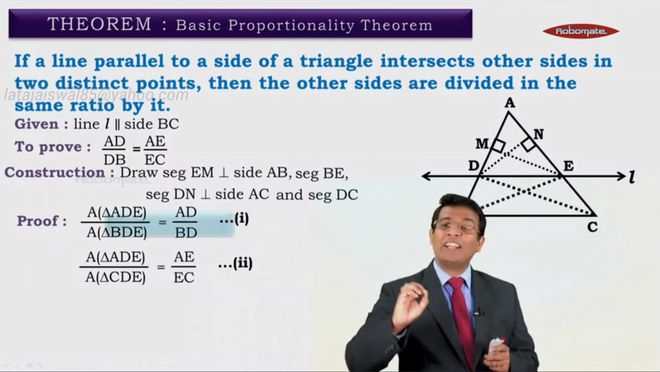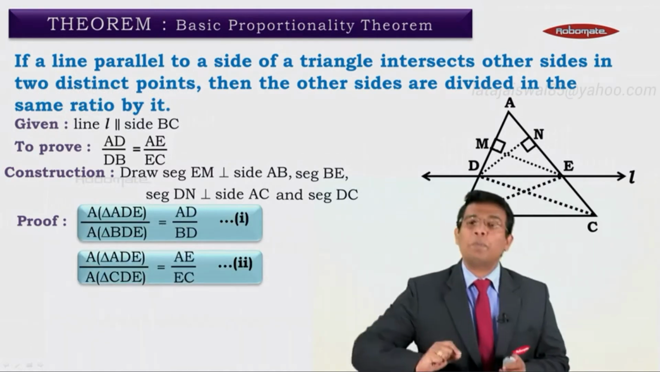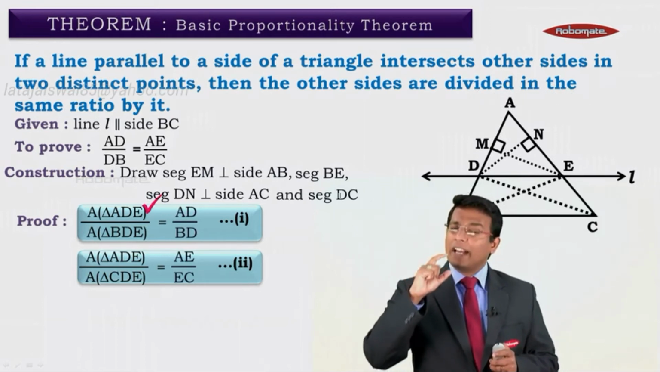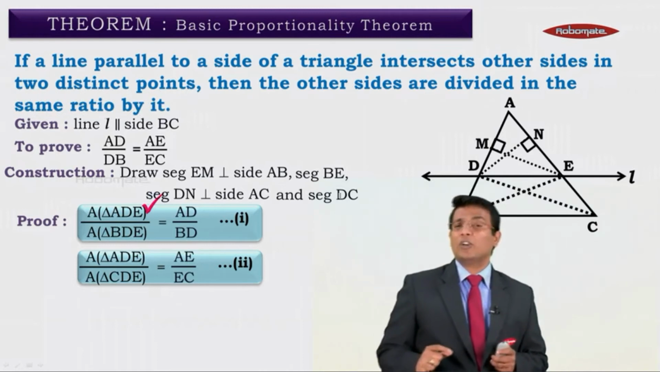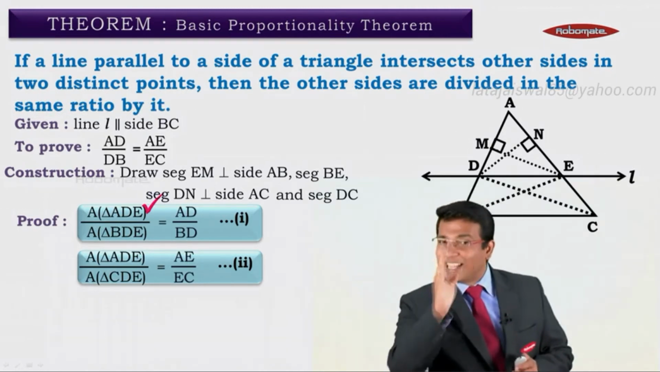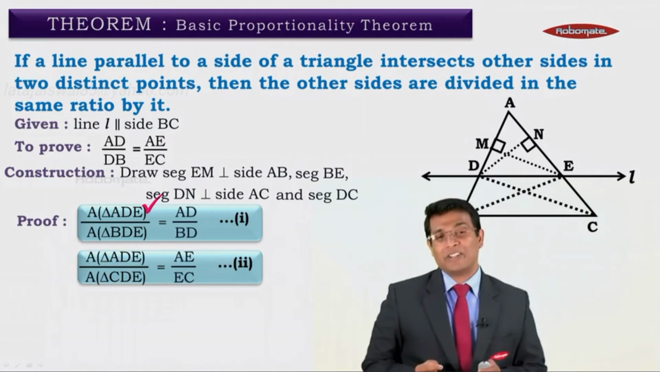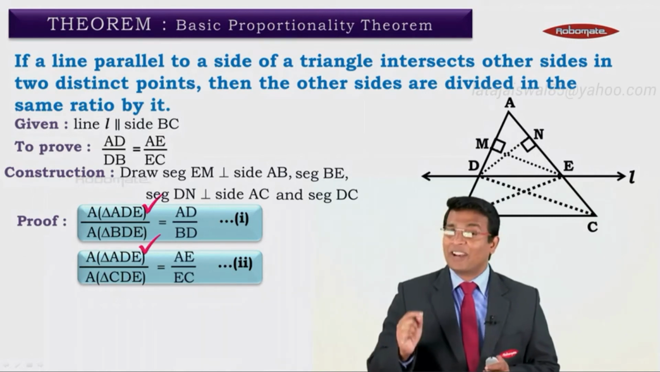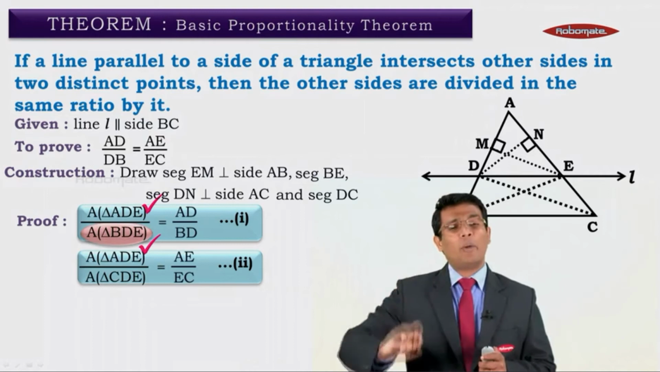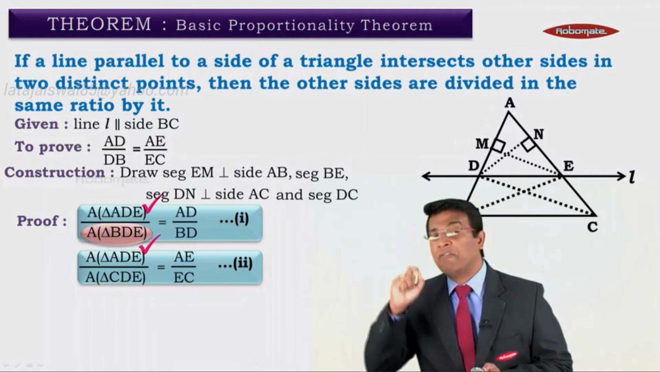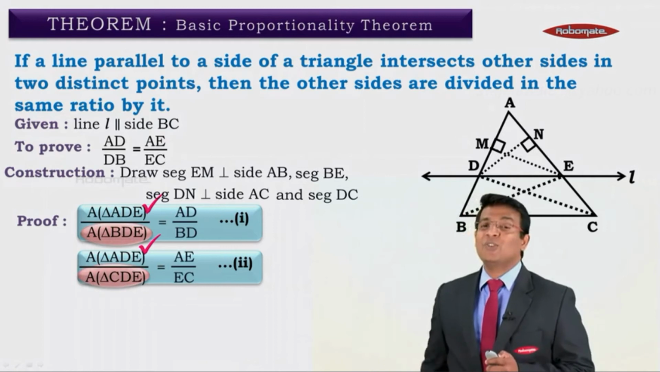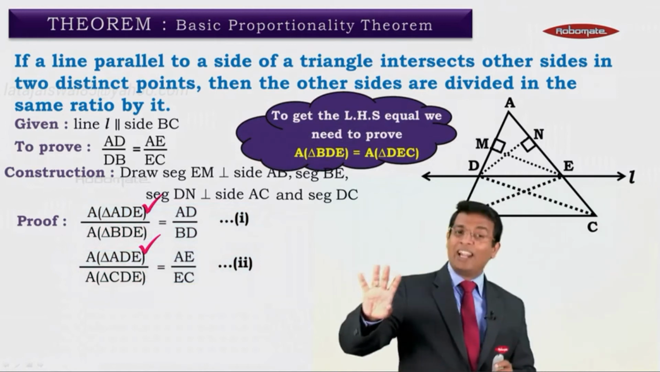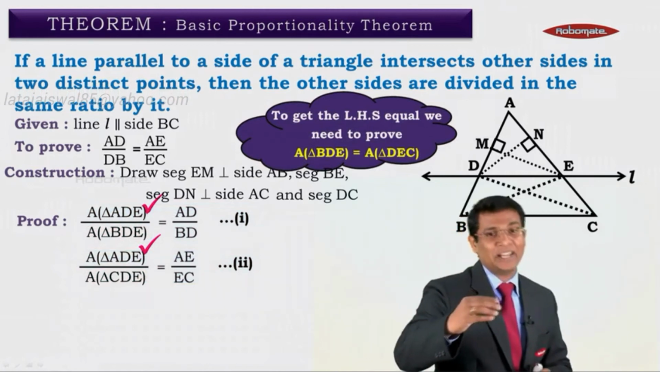Now the only thing is, we need to get this equal. If you want the right hand sides to be equal, you need to get the left hand sides equal. If you see the left hand side, the numerator of the first statement, area of triangle ADE, and the next statement, area of triangle ADE, it is the same. Only the denominators, that is area of triangle BDE in the first statement, and area of triangle CDE, this is what we need to get equal. If we get this equal, we are getting the left hand side equal, and once we get the left hand side equal, we'll get the right hand side equal. Hence we get the proof.